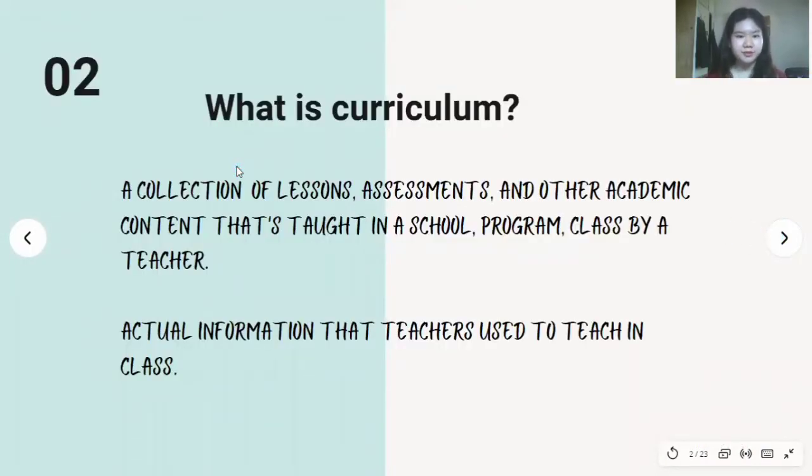So what is a curriculum? Curriculum is a collection of lessons, assessment, and other academic content that will be taught in a school, program, or class by a teacher. It consists of actual information that the teacher will need to use to teach in class.